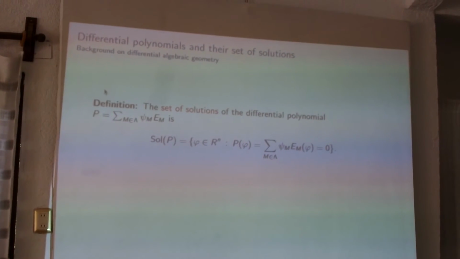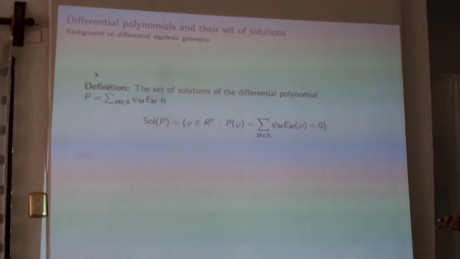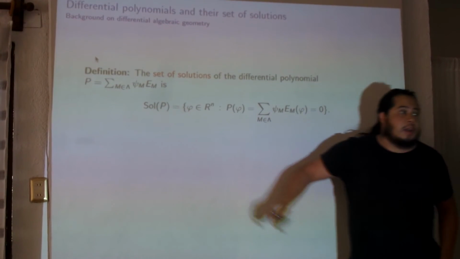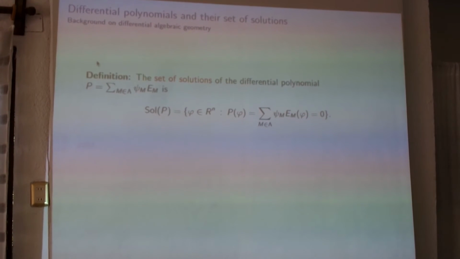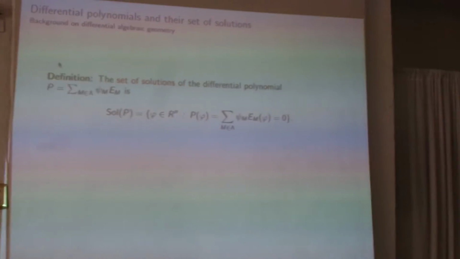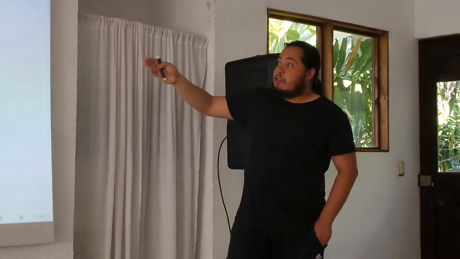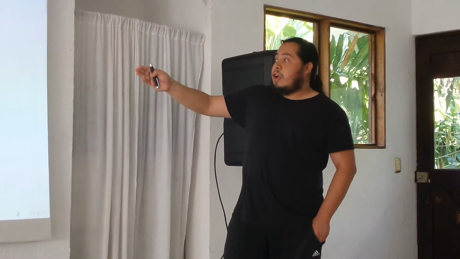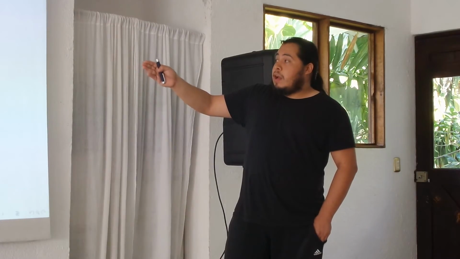So we have this mapping and the set of solutions of a differential polynomial. I can write a differential polynomial as a finite formal sum of differential monomials like that. And the set of solutions are just n-tuples in R^n such that the polynomial has phi as root.